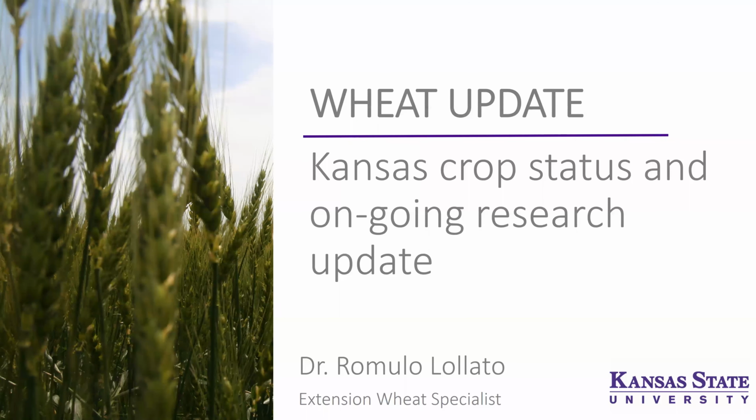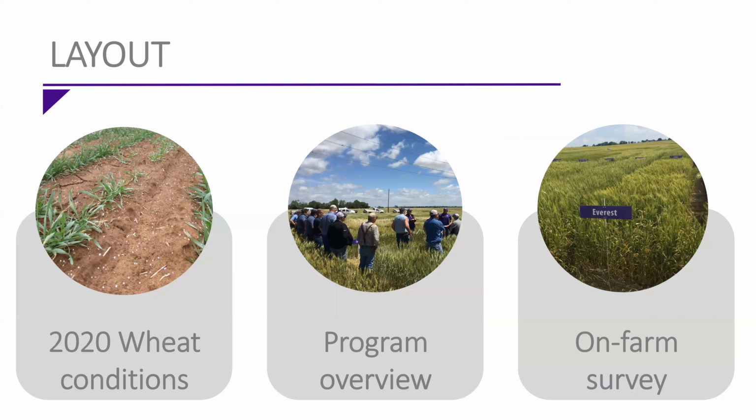Excellent. So if you have any questions or any comments, feel free to send a message to the chat. Alicia is going to be helping out, keeping track of those. So really, today the goal here is to give an update on how the wheat crop is looking around Kansas, and also what we have going on as K-State research on wheat agronomy. The presentation has three parts: wheat crop conditions, the overview of my research program, and an on-farm survey project that we had.